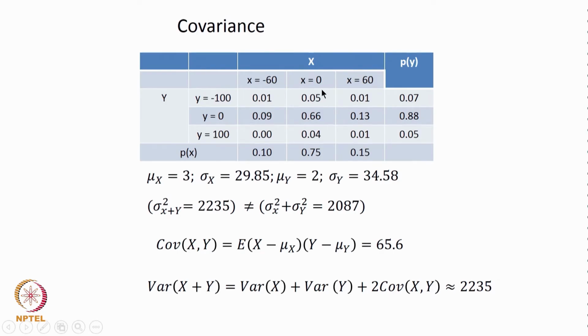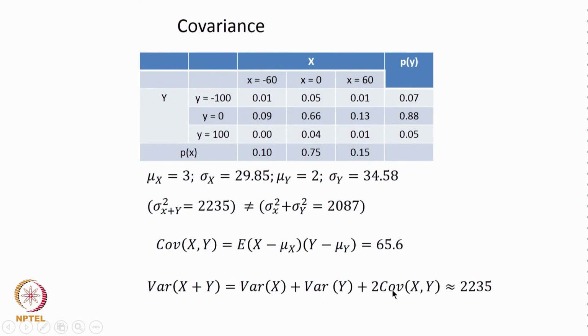We have the individual probabilities. Mu x is 3, sigma x is 29.85, mu y is 2, sigma y is 34.58, and we also found out that sigma square of x plus y is 2235, which is not equal to sigma x square plus sigma y square. Now covariance we can calculate as the expected value of (x minus mu x) into (y minus mu y). We know mu x is 3, x takes these 3 values, mu y is 2, y takes these values. So covariance is 65.6.